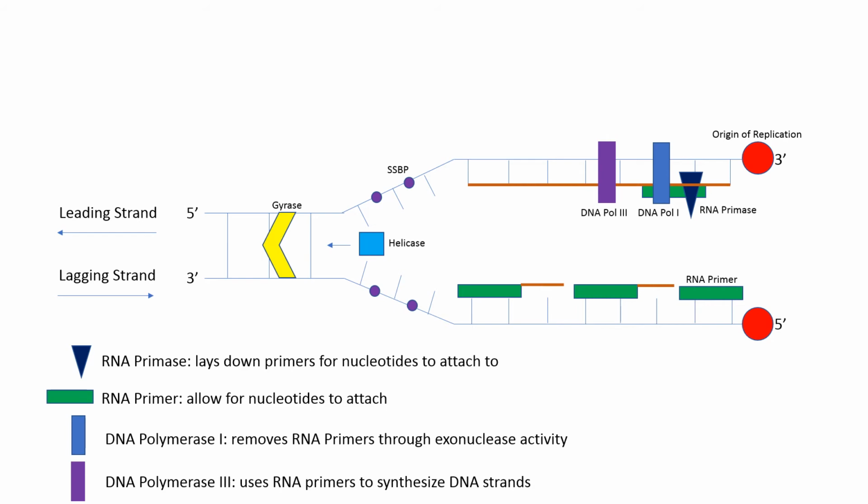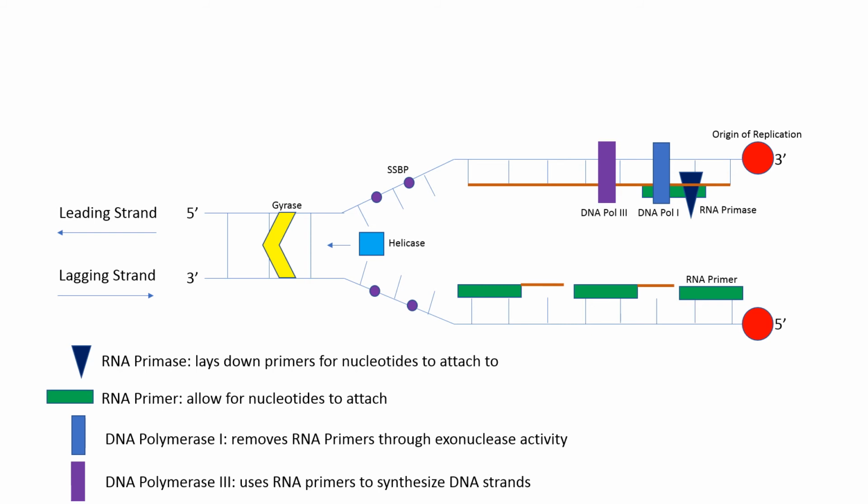Before DNA polymerase can create new DNA on the single strands, RNA primase must lay down the primers on the single strands for nucleotides to attach to the 3' OH end of the primer. After the RNA primers are in place, the DNA polymerase III will then add nucleotides to the primer. DNA polymerase I then serves to replace the RNA primers with DNA.